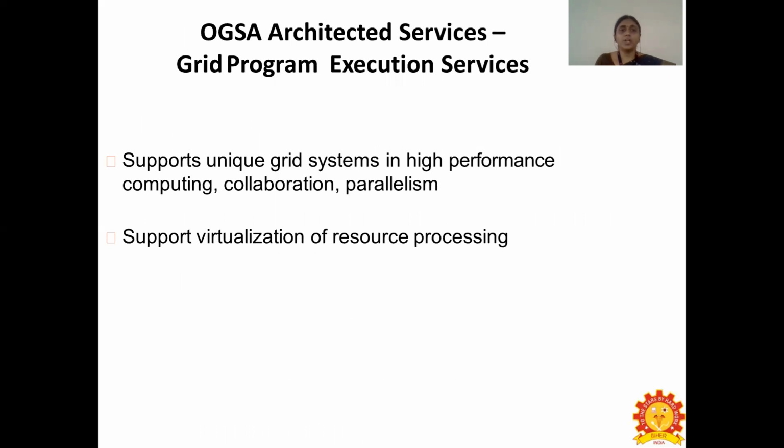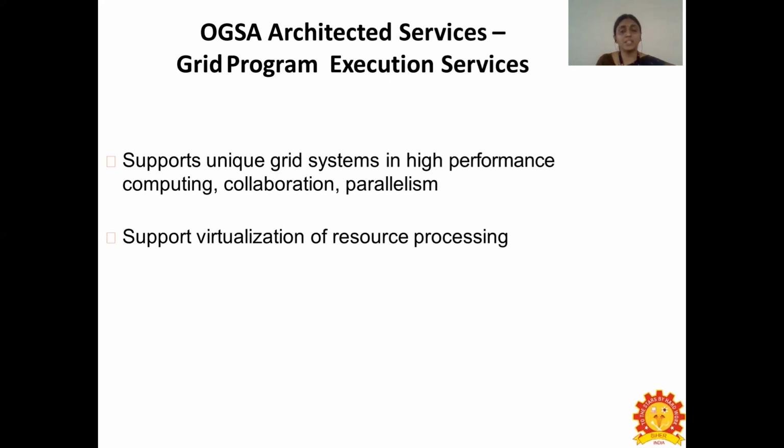And here we are going to see OGSA architected services, which is related here as grid program execution services layer. This supports the unique individual grid systems in high performance computing and collaboration and parallelism. And this also supports the virtualization of resource processing and resource sharing. So this grid program execution service mainly concentrates on how to integrate the different systems in the grid computing network, and thus producing the high performance out of it.